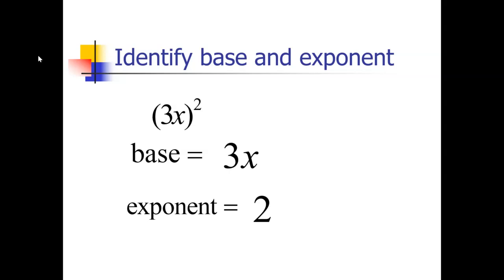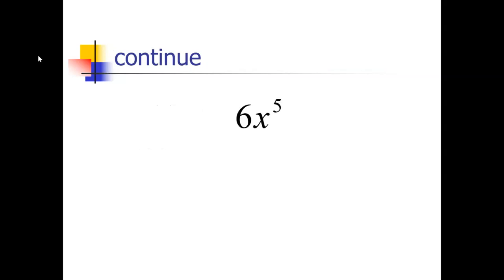Let's try one more. Here I have 6x to the power 5. Now it's actually 6 times x to the power 5. Let me get the pen here just to explain to you. So you see that this is a times here, multiplication. The 5 is directly touching the x. If I wanted the 6 to be part of my base, then I must use a parenthesis.